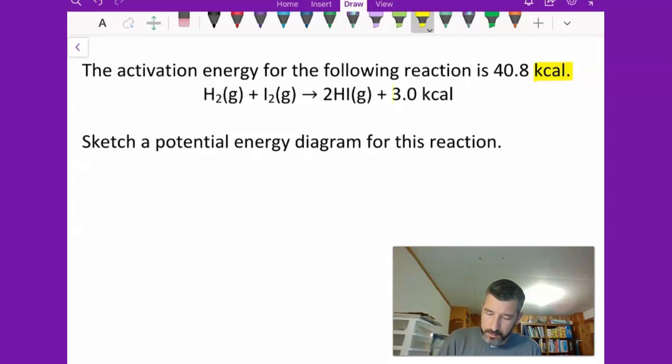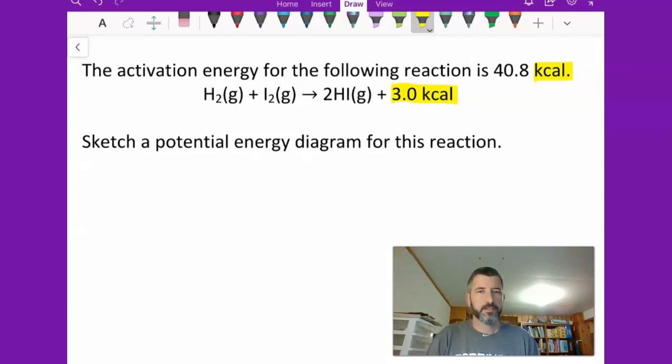Notice it also gives you this little bit of information there. So think about this for a second. If heat, and again, kilocalories is just a form of heat, just like joules or kilojoules, is on the right side of the equation, the product side, is this reaction endothermic or exothermic? Okay, so it should be exothermic, right?